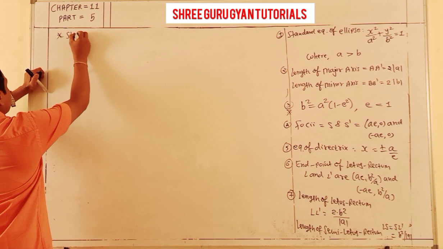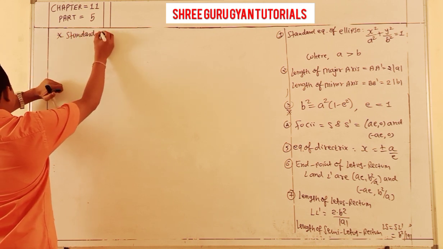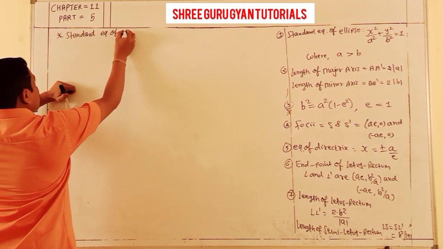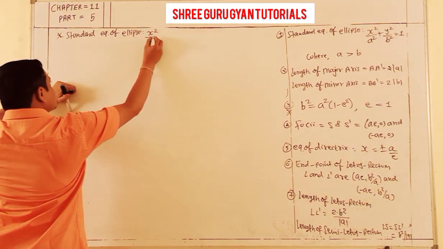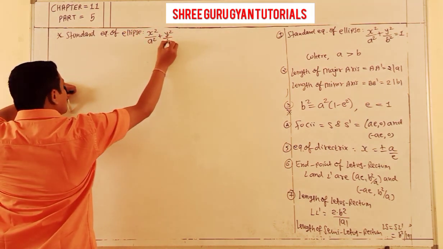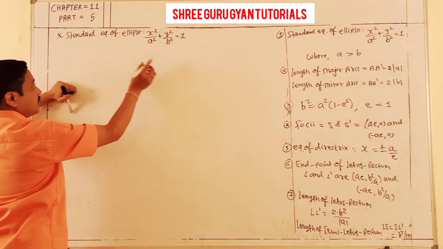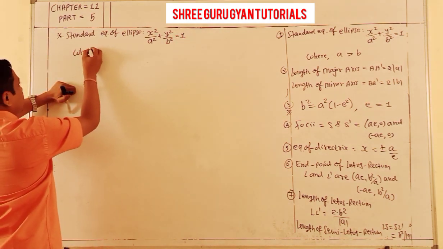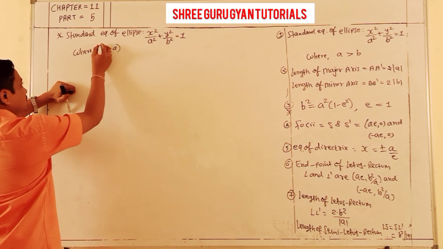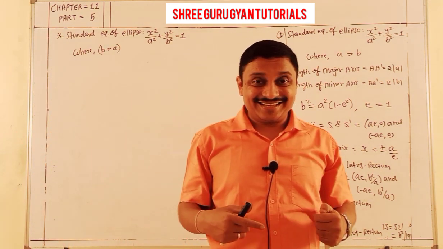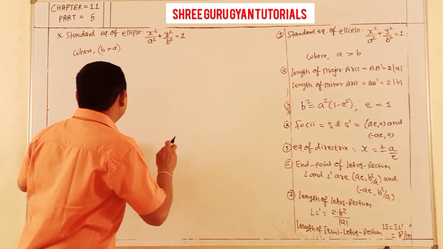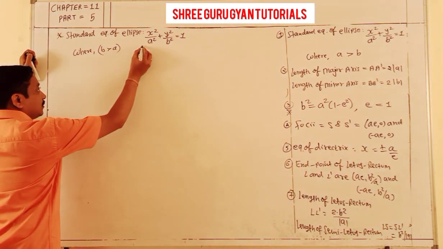Standard equation of ellipse, x square by a square plus y square by b square is equal to 1, where now B is more than A. It means the major axis is the Y axis, and the drawing is in this way.